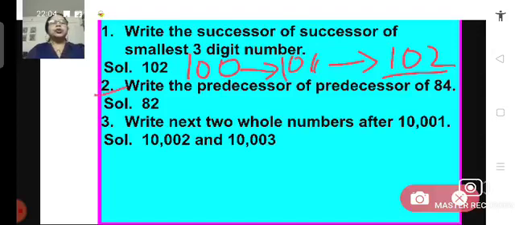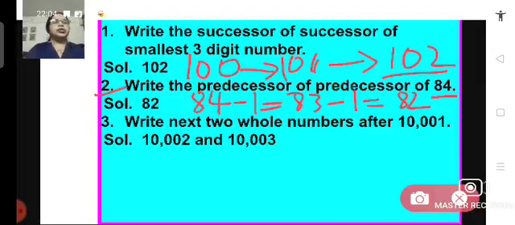Now question number 2, write the predecessor of 84. So the predecessor of 84 is 84 minus 1, that is 83, and the predecessor of 83 is 83 minus 1, that is 82. So 82 is the answer. Question number 3, write the next two whole numbers after 10,001. So what are the next two numbers after 10,001? They are 10,002 and 10,003.